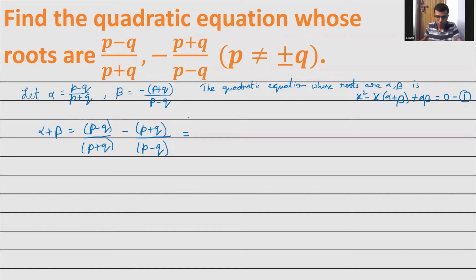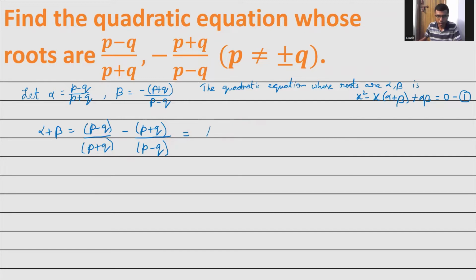So if I take LCM, there will be cross multiplication: (p minus q) times (p minus q) and minus of (p plus q) times (p plus q). Otherwise, you can also understand it like this. Here p plus q is there and here p minus q is there. The common LCM is (p plus q) times (p minus q). So for this term, you can multiply and divide by (p minus q), and for this term, multiply and divide by (p plus q). That's another way of understanding.